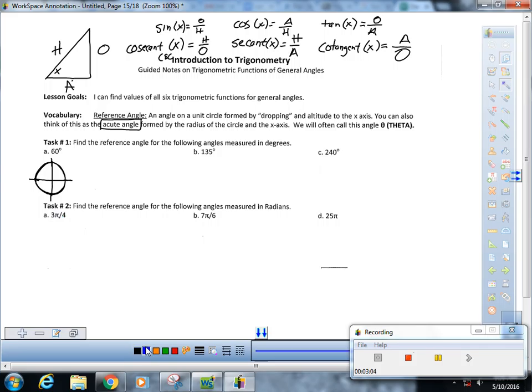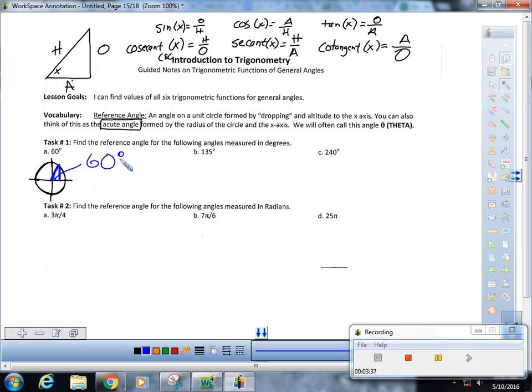And then we're just going to follow the directions. So we take the radius, we put it at 60 degrees, and then where do we drop our right triangle, or our right angle, to? Which axis? Always to the x-axis. That thing right there is the angle formed between the radius and the x-axis, the acute angle. So what is that angle? It's 60 degrees. Sometimes things can be so easy that they're confusing.